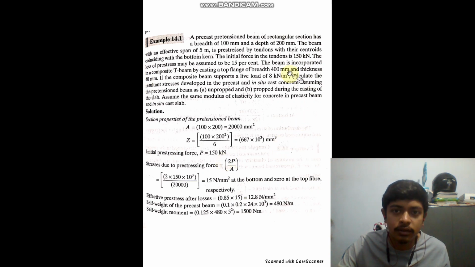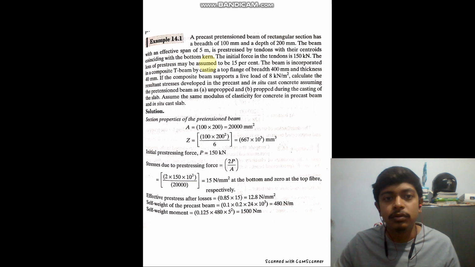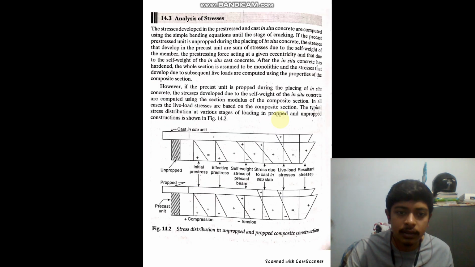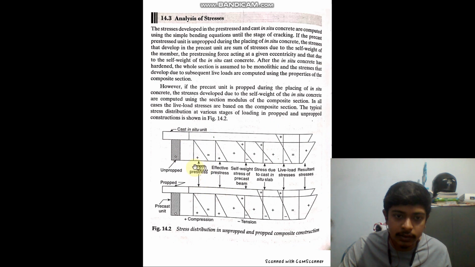Now one important thing you have to read here is that the beam is prestressed by tendons with their centroids coinciding with the bottom curve. So what does it actually mean? This bottom curve term refers to one particular condition where, as you can see in this diagram, the tensile stress is not at all present. That is, the top fiber is at zero stress. So this particular situation, where the top fiber is at zero stress and no tension is developed, the position of the tendon is then referred to as the bottom curve.